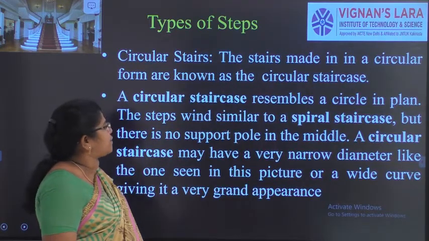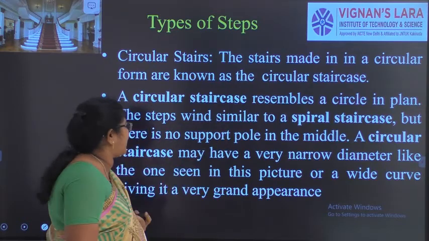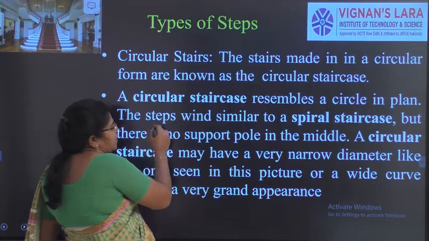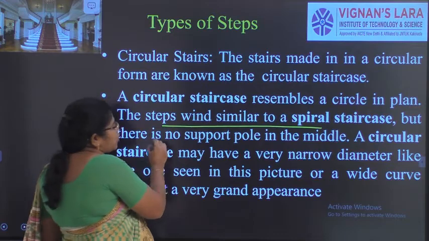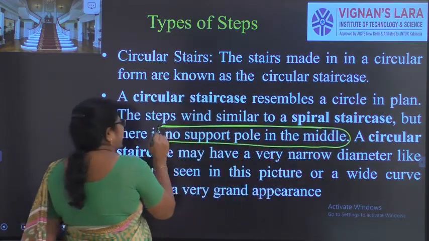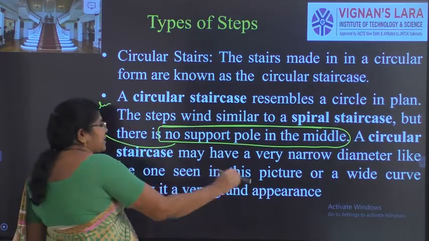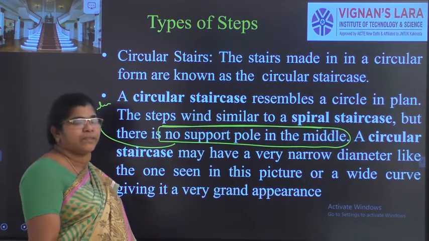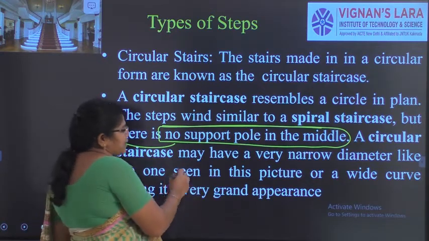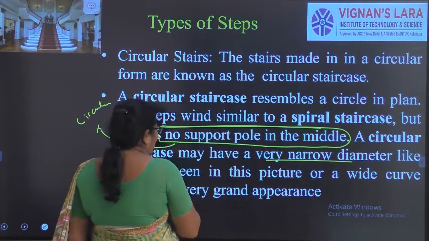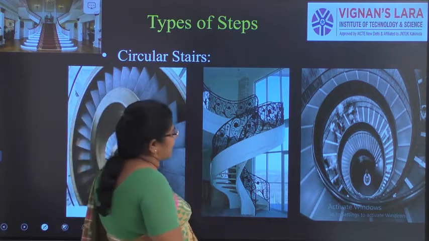So the circular stair is made up of circular form, and we call it the circular staircase. It resembles a circle in plan. The steps wind similar to a spiral staircase. There is only a small difference: there is no support pole in the middle. This is very important in the case of a circular staircase. If there is a support pole in the middle, it becomes a spiral staircase. Technically it is like that. A circular staircase has a very narrow diameter like the one seen in the picture. You can see here, this is a circular staircase.